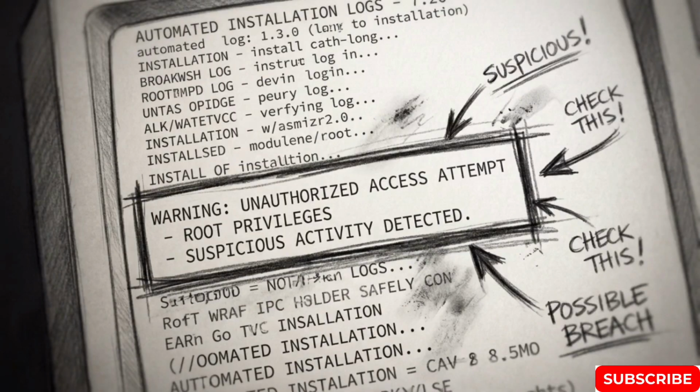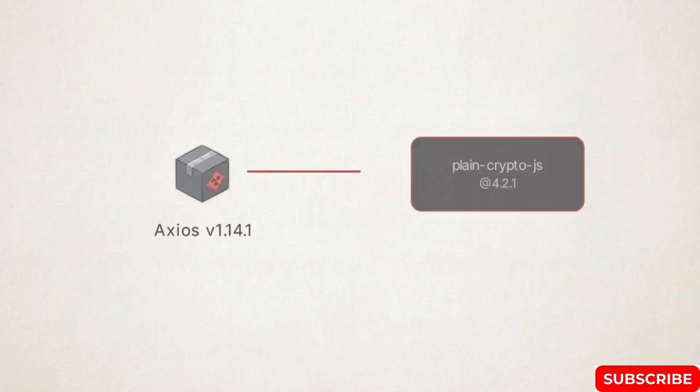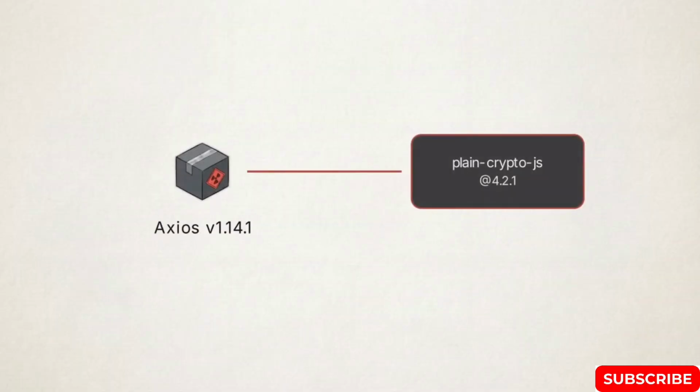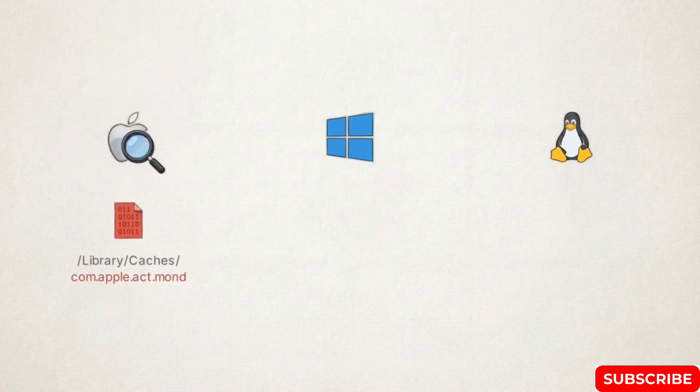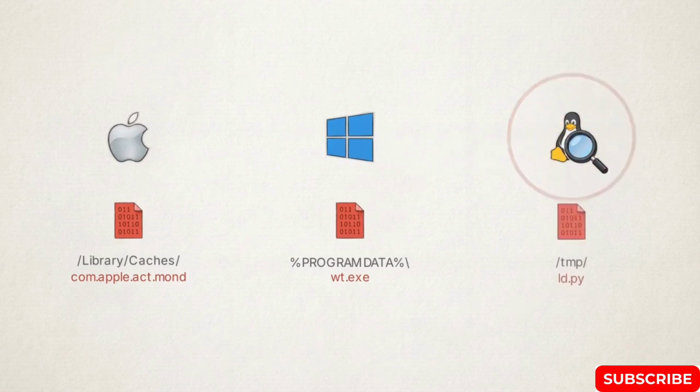Security teams should audit CI/CD pipeline logs for any automated installations of Axios versions 1.14.1 or 0.30.4. Services must be downgraded to the safe Axios versions 1.14.0 or 0.30.3 to remove the malicious dependency. To confirm an active infection, search your environments for these specific file paths: com.apple.act.mond on macOS, the fake wt.exe on Windows, and ld.py in the Linux temp directory.